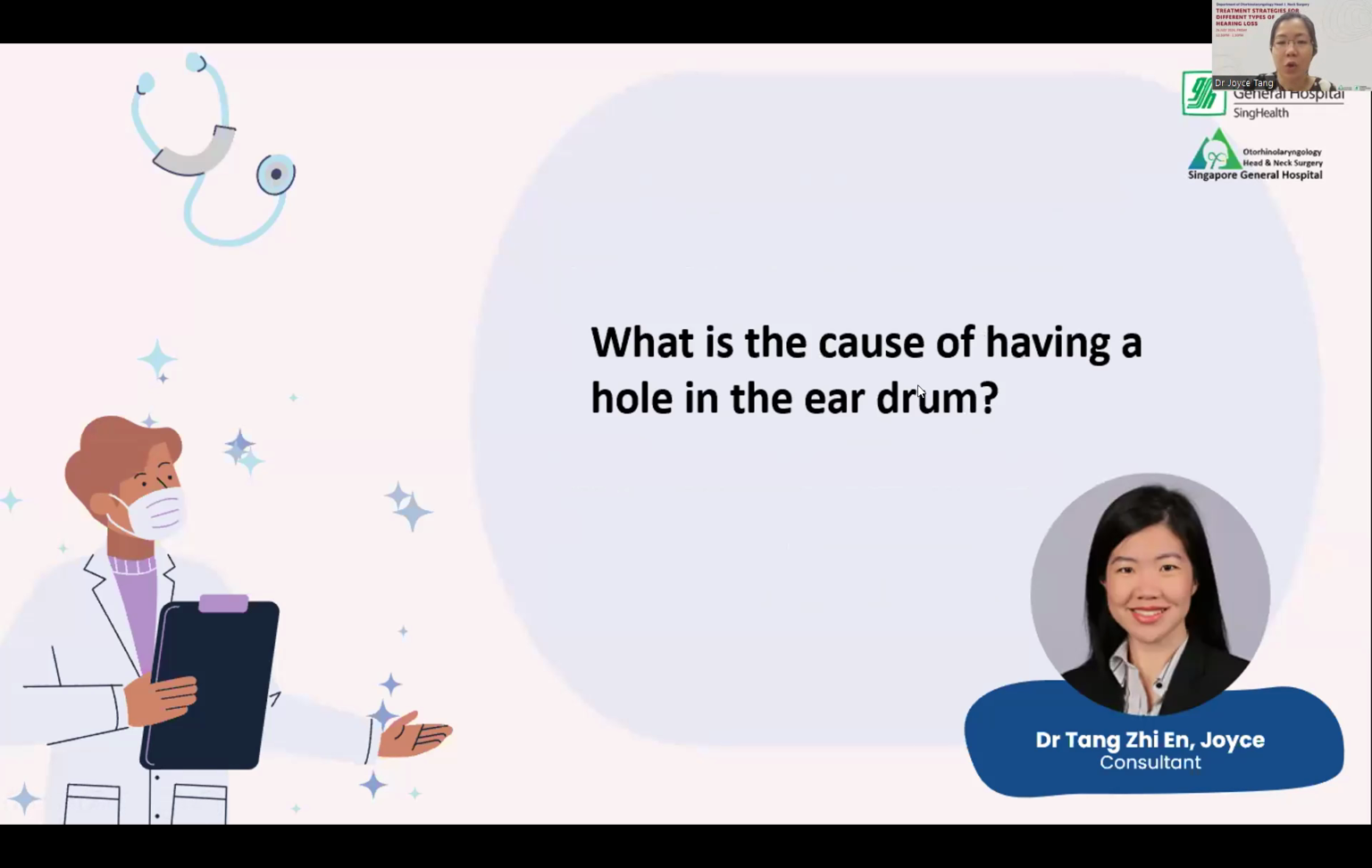So what is the cause of having a hole in the eardrum? Typically, this is caused by an infection. It can also be caused by having some kind of injury, for example, a slap to the ear, or I once had a child who put a pencil in the ear. The more typical cause is an infection.